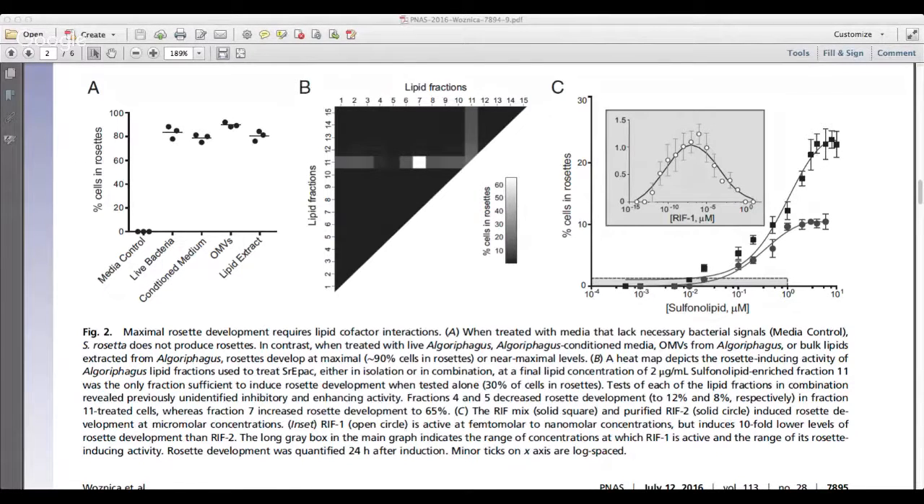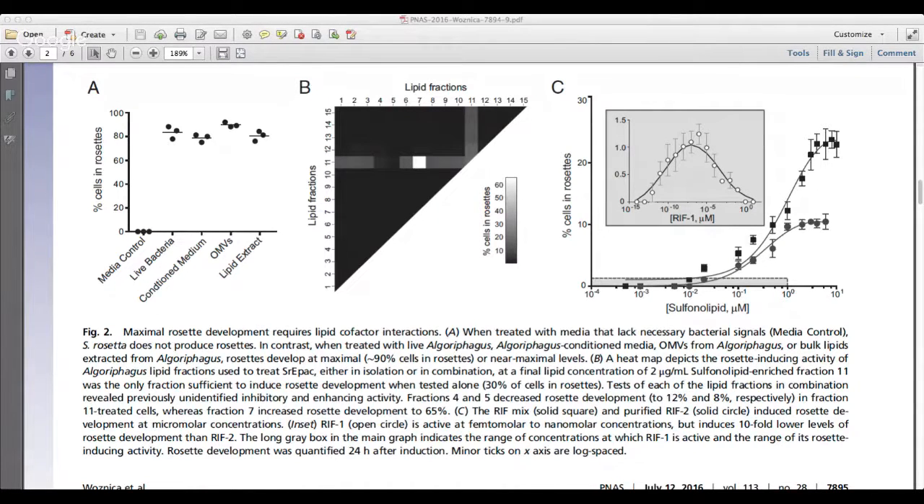So I think that might be what led them to start looking at combinations of fractions. So that gets us back to 2B. In 2B, what they're looking at is, if they combine lipid fractions together, do they see synergistic effects or do they see inhibitory effects? My impression from this is that they expected to only see synergistic effects, but they were kind of surprised to find that there was a fraction that combined with fraction 11 gave them inhibition.